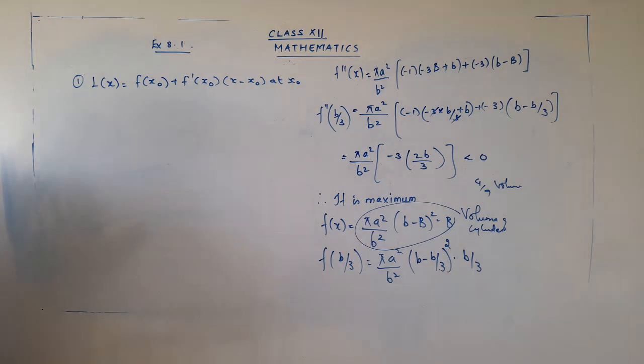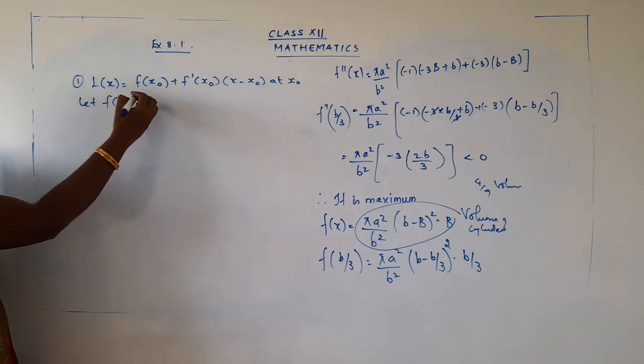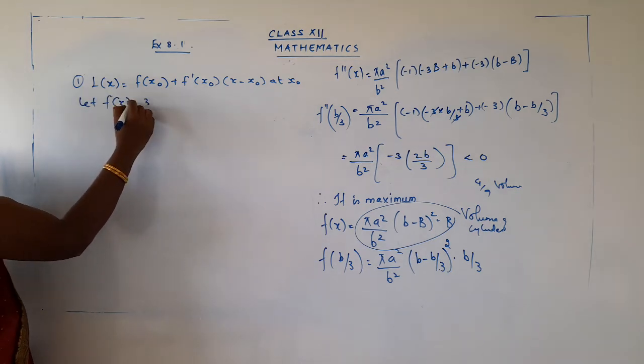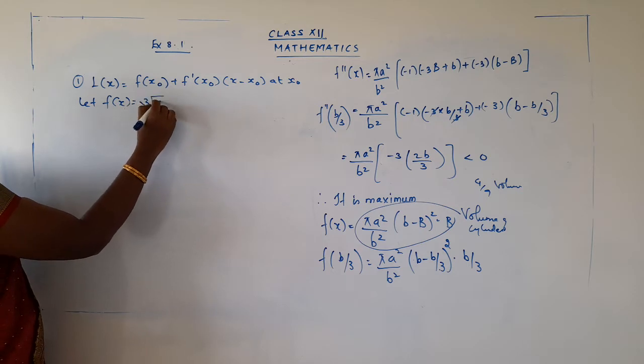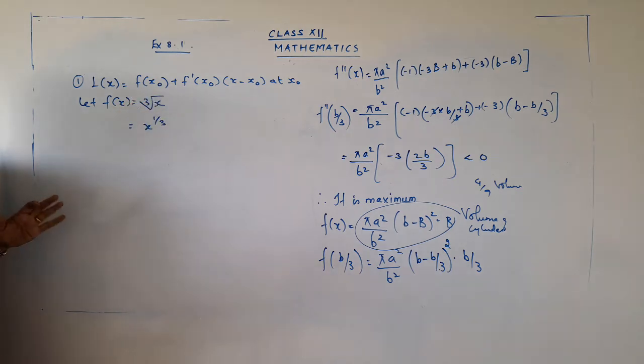Write down. Let f(x) be equal to the cube root of x. They have already given the f(x) part, so write it down here. So, cube root of x can be written as x raised to 1 by 3. So, this is our function.